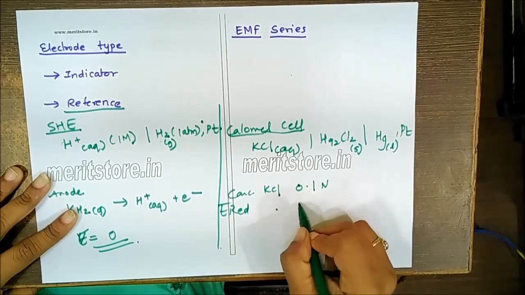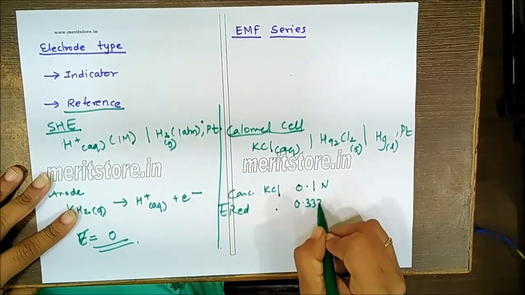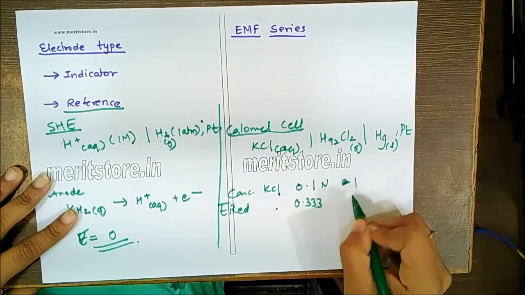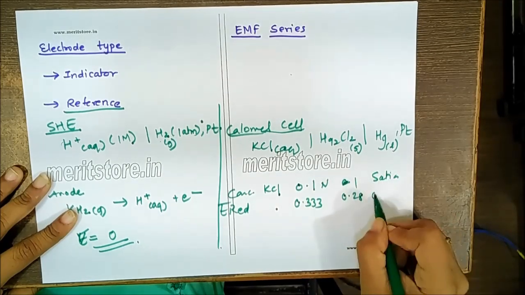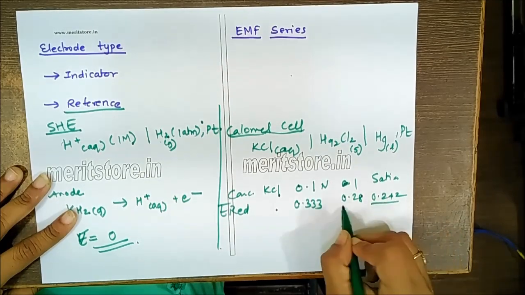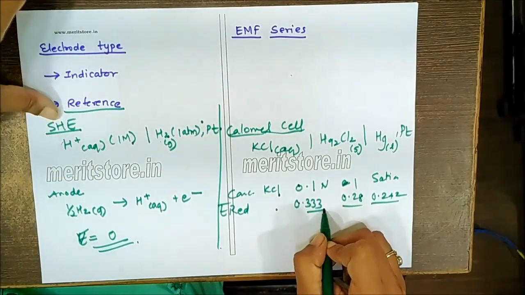For the 0.1 normal solution, generally it is found to be 0.333. For the 1 normal solution, it is found to be 0.28, and when it is saturated, it is found to be 0.242. So these values are fixed for the calomel electrode.